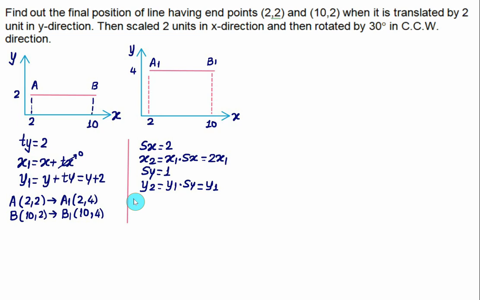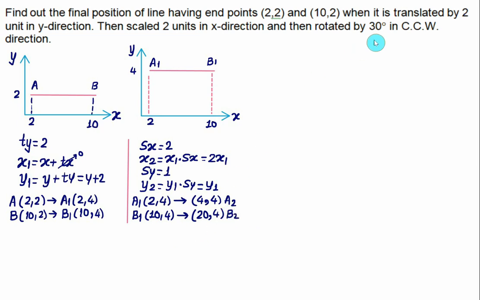So previously we have A1 which is equal to (2, 4). After scaling, x is replaced by 2 times x1, which is 4. The y coordinate remains the same, so it becomes (4, 4). And B1 which is (10, 4), after scaling, x will become 2 times x, that is 20, and y remains the same, that is 4. This point is A2, and this point is B2.